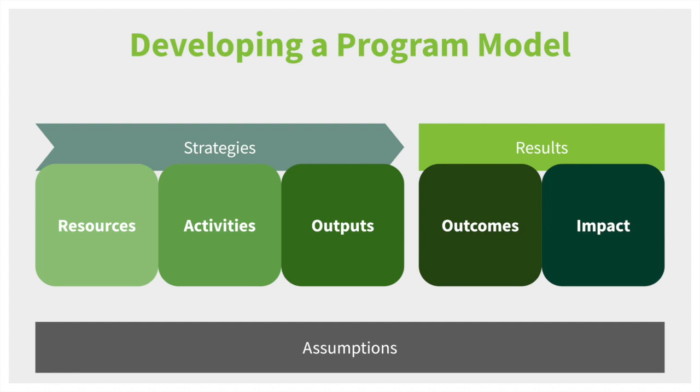Previously, we looked at the portion of the model that corresponds to your theory of change results, which includes outcomes and impact. The reason we worked on those two sections first is because they inform the design of the other components. So now let's look at these three components: resources, activities, and outputs.